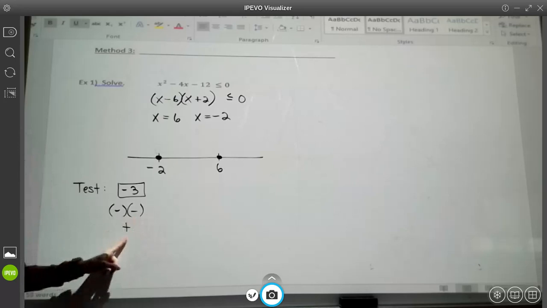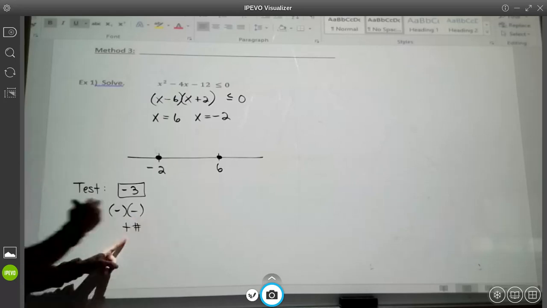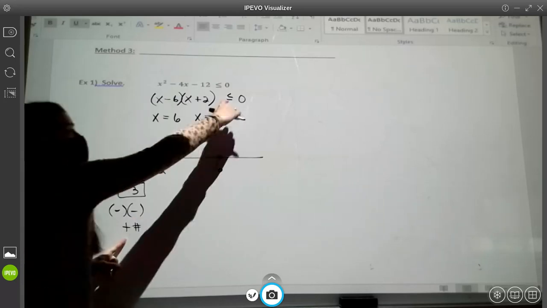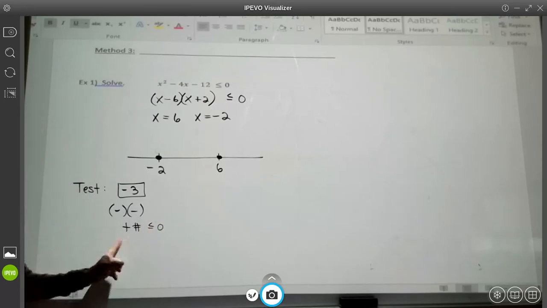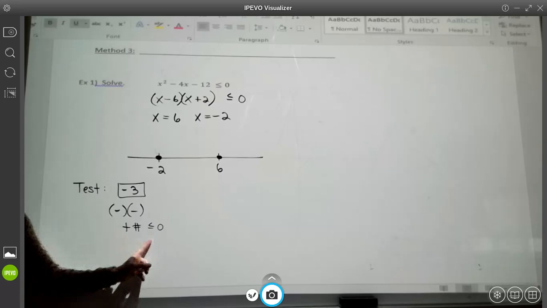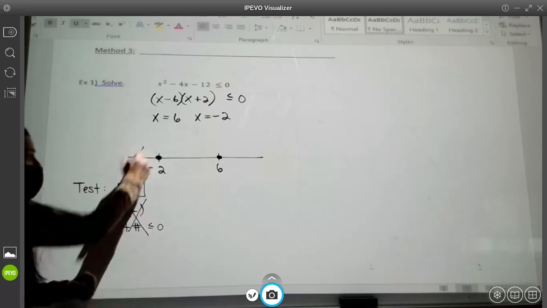So is a positive number, which is what you're going to get when you plug negative 3 in, going to be a number that is less than or equal to 0? Is a positive number less than or equal to 0? No. Then guess what? These are bad guys. You do not get answers to this problem for x values on this interval. Cross them out. They don't work.